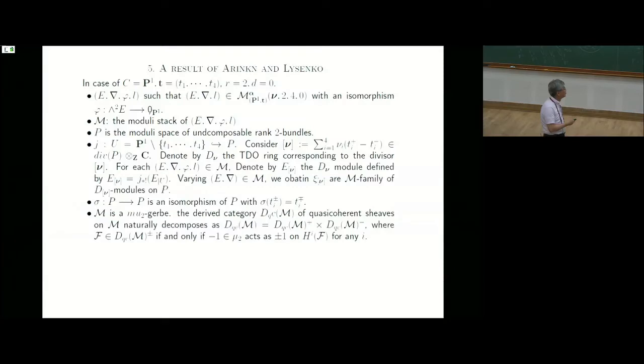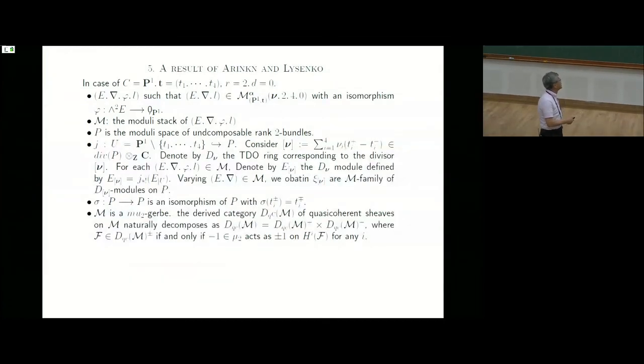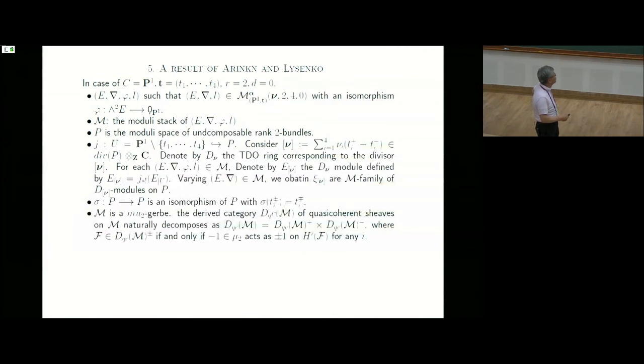Now, we'll say a little about our geometric Langlands associated to our former example. We consider the moduli spaces of rank 2 bundles on P1 with 4 points, and with the isomorphism of the determinant fixed. So then M is the moduli stack of E, and P is the moduli space of the underlying rank 2 bundles, like this.